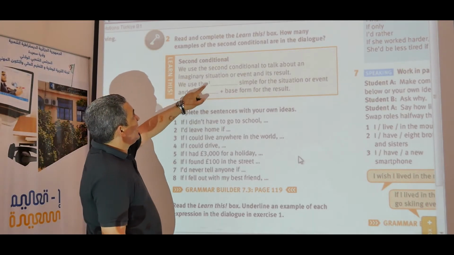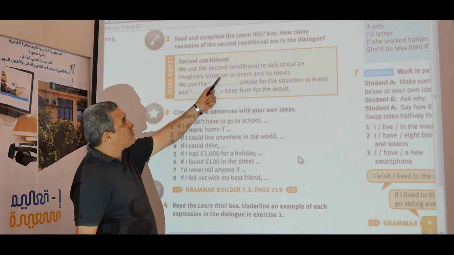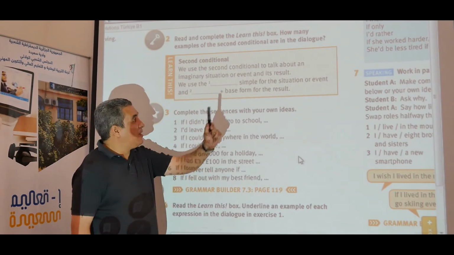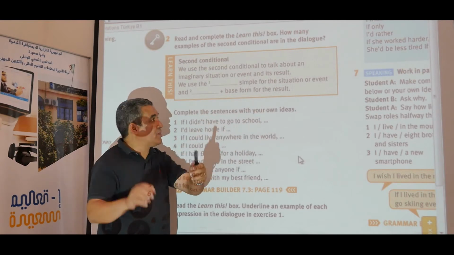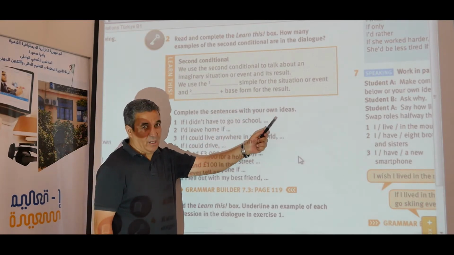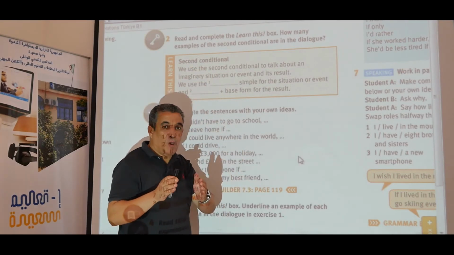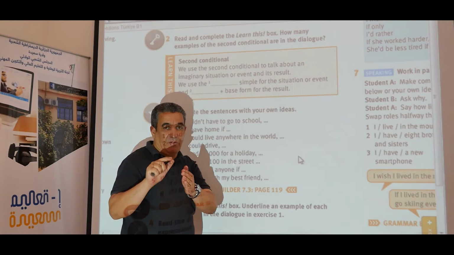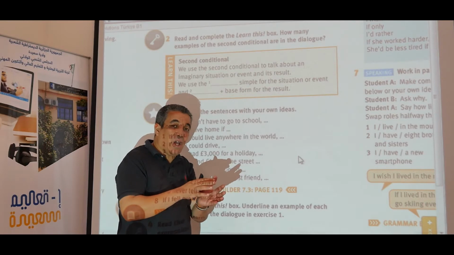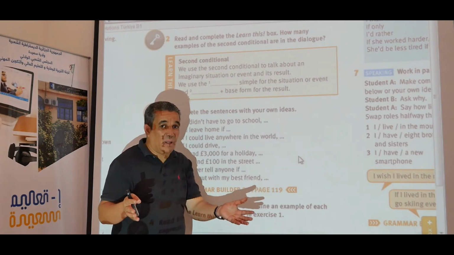Again, we use the second conditional, or conditional sentences type 2, to talk about imaginary situations or events and their result. We use the past simple for the situation, the if clause, and would plus base form, or the infinitive form, for the result. Now, this is important. If you start your sentence with the if clause, you need a comma after the if clause. You can also start your sentence with the main clause. If you start with your main clause, there is no need for the comma.